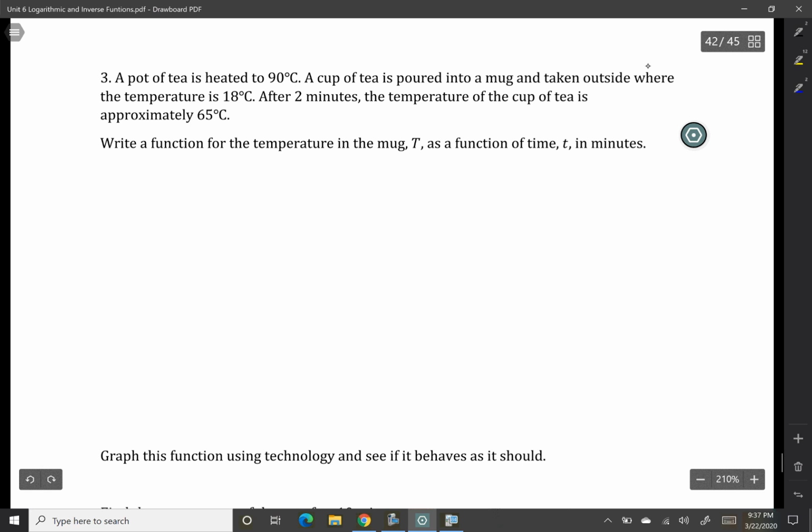Here's another question. So if we were in class, I'd say read through number 3 about this pot of tea and try and come up with the equation for Newton's law of cooling here. So go ahead, pause the video, see if you come up with the right function of the temperature of this mug after t amount of minutes.